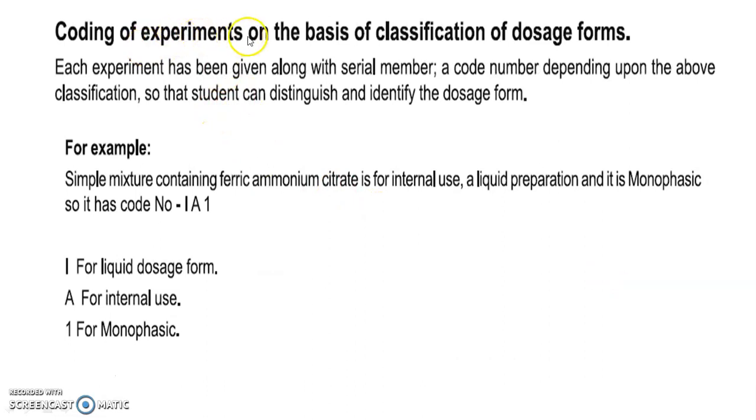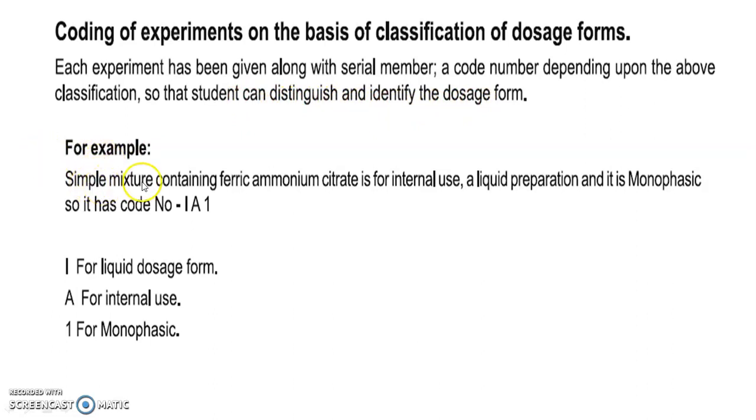So now the coding of experiments on the basis of classification of dosage forms. Each experiment has been given, along with the serial number, a code number depending upon the above classification, so the student can distinguish and identify the dosage form.